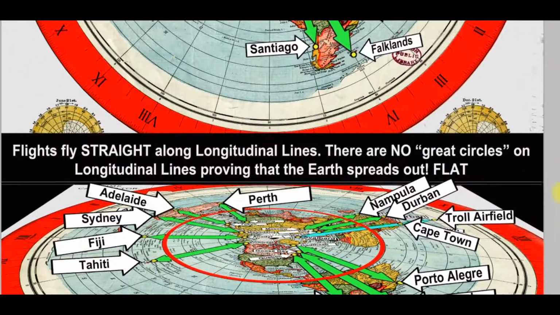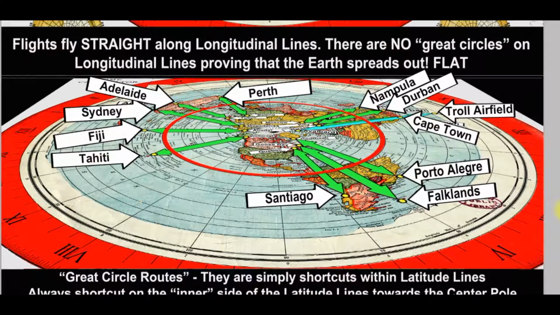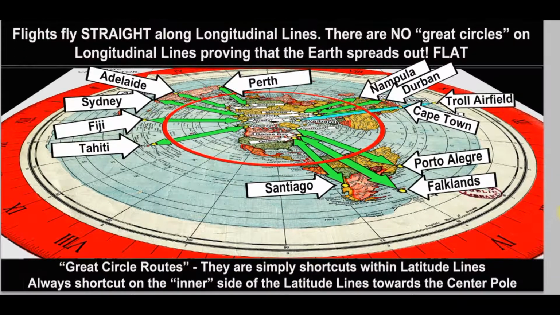And this is looking from another perspective. Flights fly straight along longitudinal lines. There are no great circles on longitudinal lines, proving that the Earth spreads out. It's flat. So this is how the Earth goes. It spreads out from the center point right here. Spreads out, and flights going through the longitudinal lines, they always fly straight.